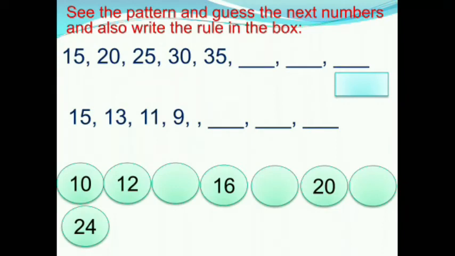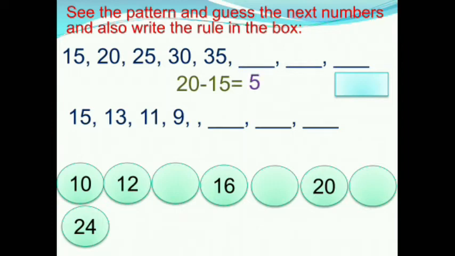Children, now we will see the pattern and guess the next numbers and also write the rule in the box. See the first question. 15, 20, 25, 30, 35. To find out the next number, we should subtract 15 from 20. What is 20 minus 15? Yes, 20 minus 15 is equal to 5.